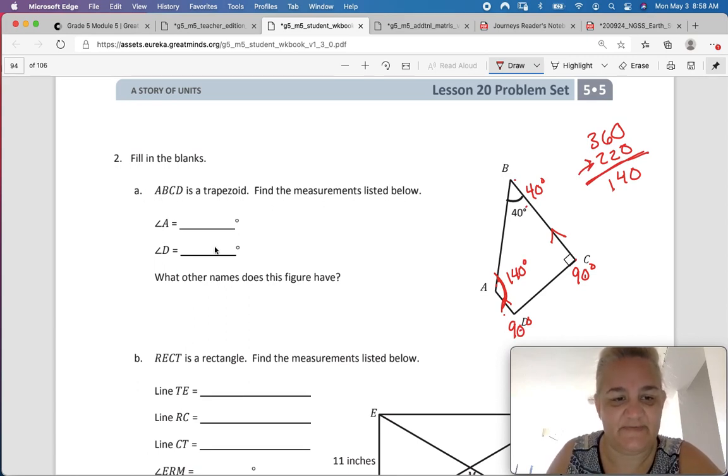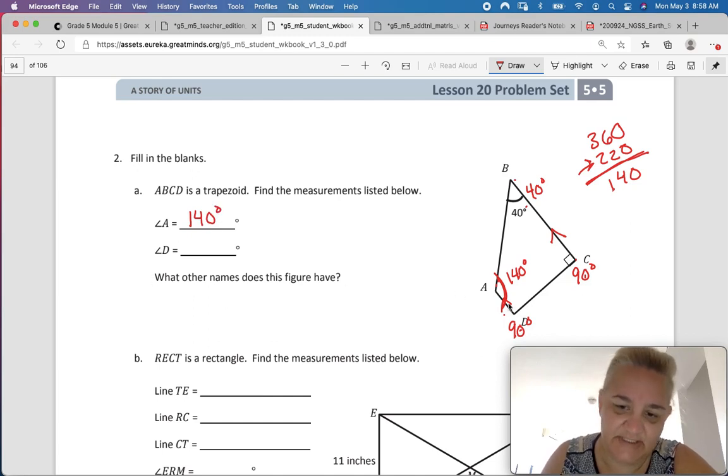Find the measurements listed below. Okay, the angle A, that's this one, is 140 degrees. And angle D, which they didn't give us, but we can see, and we know because this and this are parallel lines, and if this is a 90-degree angle, that has to be a 90-degree angle.